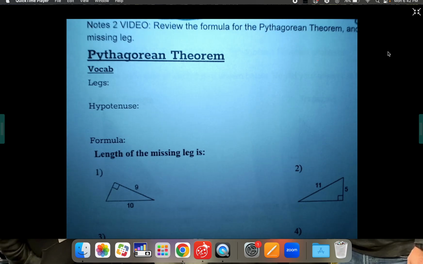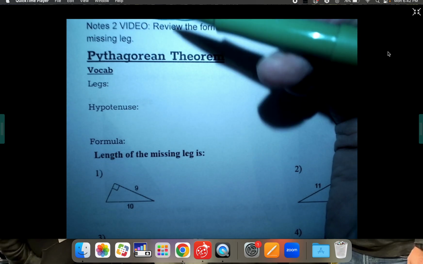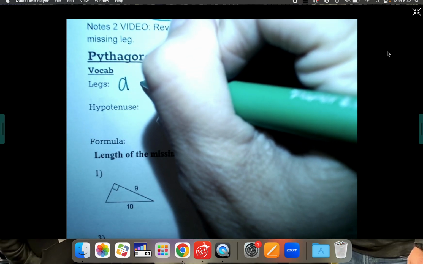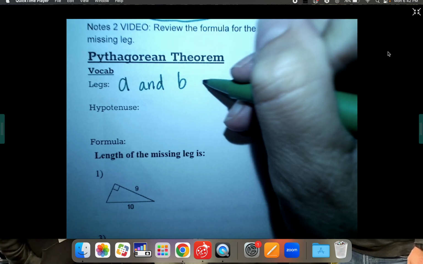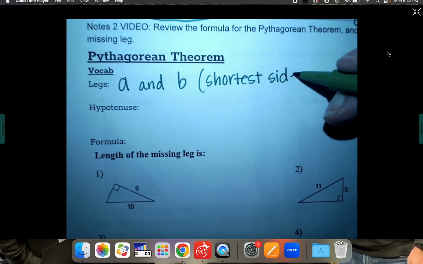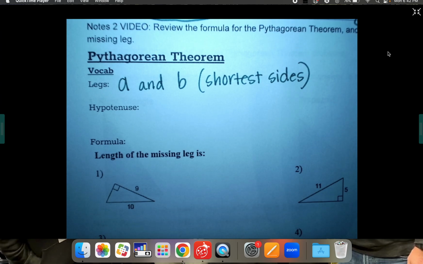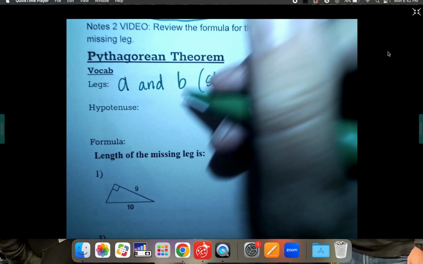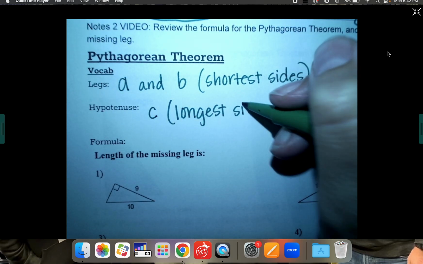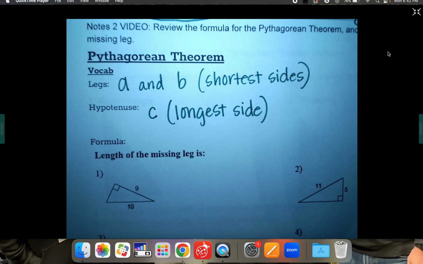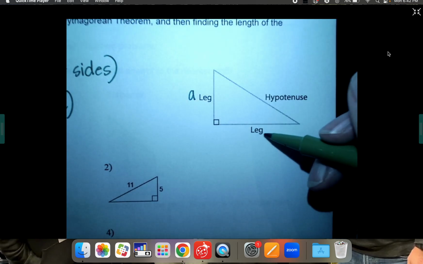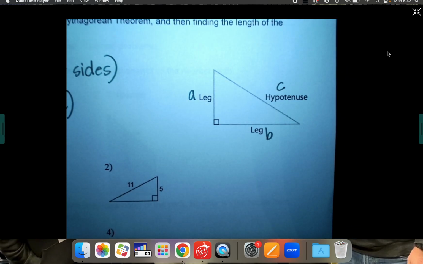So the legs, since you should already have this in your notes from video 1, I'm not going to write all of the things, but for legs, I want you to put A and B. And you might even put shortest sides. So it's the A and the B, the shortest sides. The hypotenuse is the C, it is the longest side. Keep in mind that this only happens in a right triangle. So the A and the B are the two shorter sides, and the C, the hypotenuse, is the longest side.